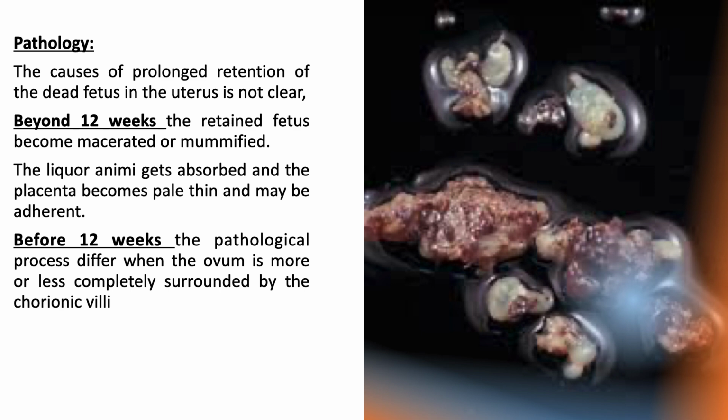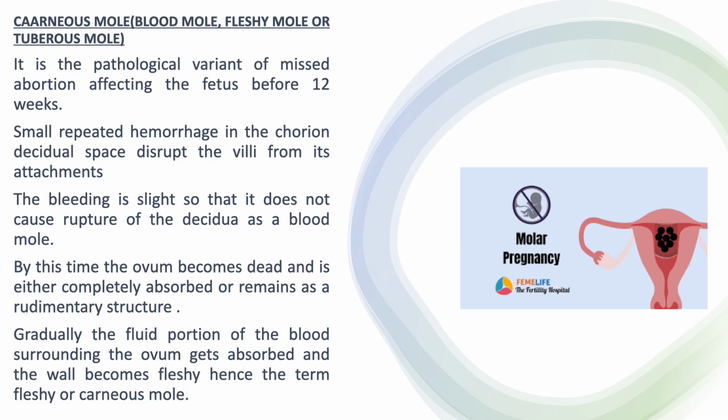Before 12 weeks, what is the pathology? The pathological process differs when the ovum is more or less completely surrounded by the chorionic villi. So what are the changes which you can see before 12 weeks? This is a pathological variant called a carneous mole, which is also called blood mole, fleshy mole or tuberous mole. It is a pathological variant of missed abortion affecting the fetus before 12 weeks.